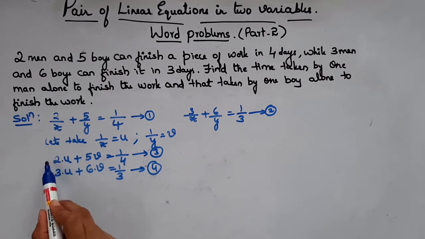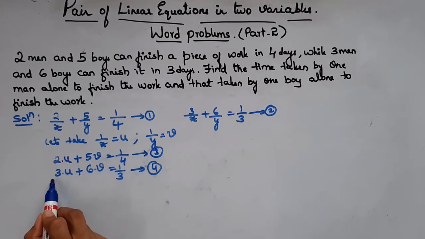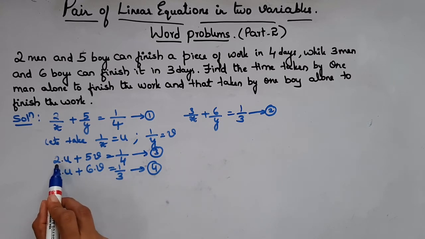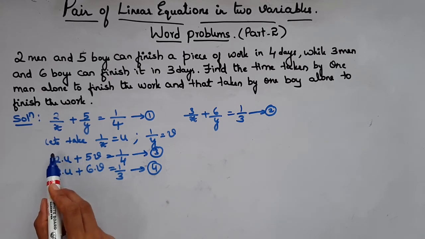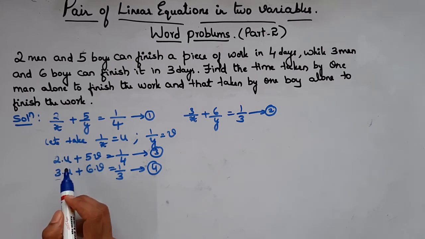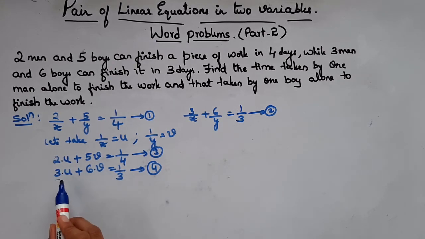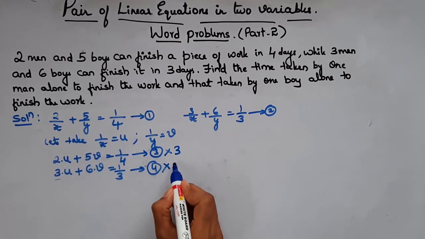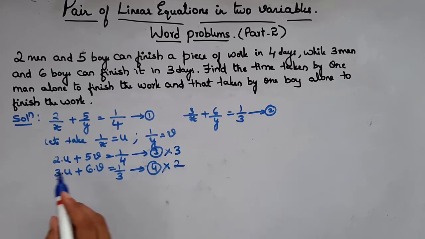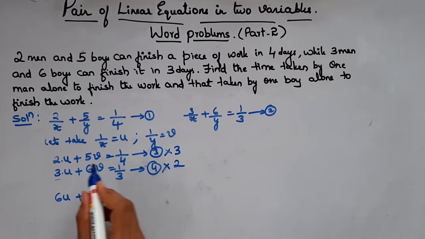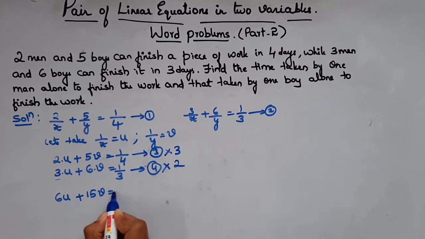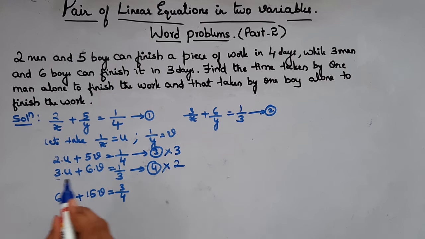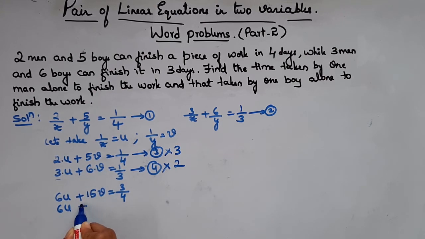Here, in order to eliminate the u term, you will multiply equation 3 by 3 and equation 4 by 2, that is the opposite, right? So that the numerical value of the variable u will be equal, so that we can eliminate them. So your equations will be 3 2s are 6u + 5 3s are 15v = 3/4, and 2 3s are 6u + 2 6s are 12v = 2/3.